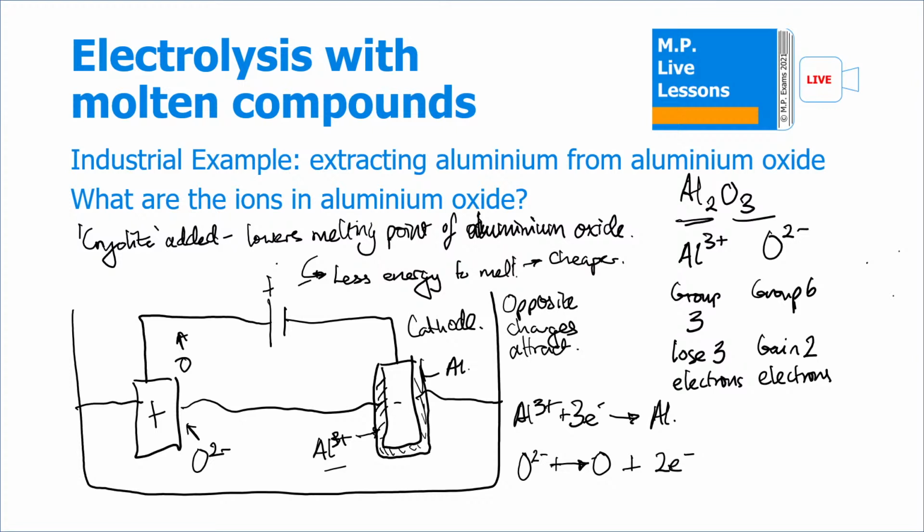However, these cathodes and anodes tend to be made up of graphite, which is made up of carbon. Now these need to be replaced often because they react with the oxygen produced. They get oxidized to produce carbon dioxide.